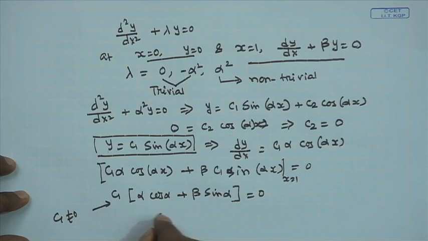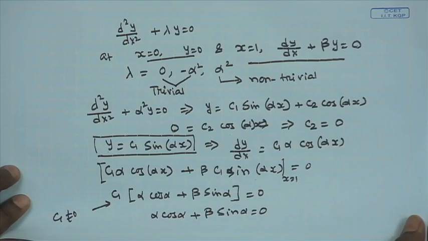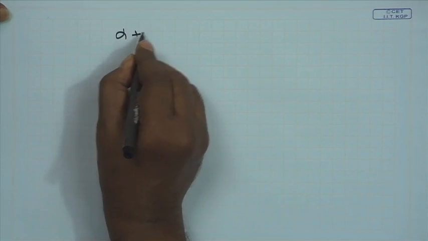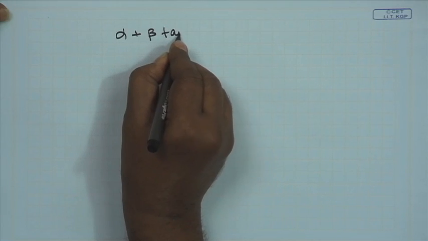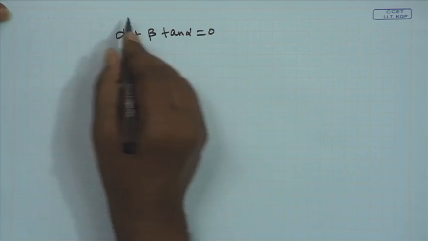So, therefore, alpha cos alpha plus beta sin alpha should be equal to 0. So, what is that? This becomes now alpha plus beta tan alpha is equal to 0.